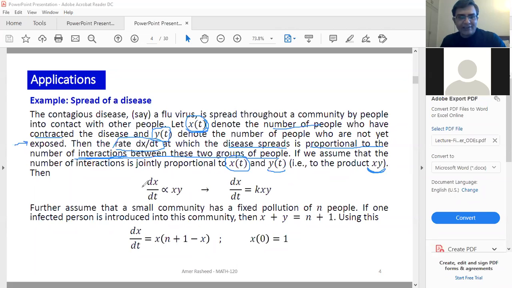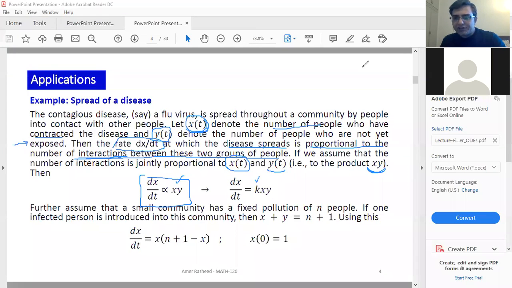Now, dx by dt is proportional to the number of interactions between X and Y. If this is proportional, then we can write this in this form by writing a constant of proportionality.